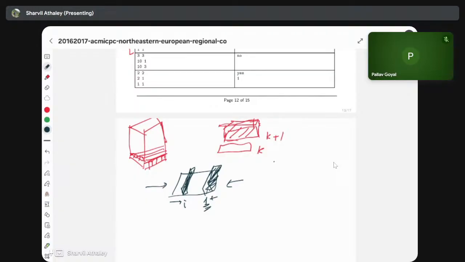So we can define the projection of each row. The projection of each row is characterized by some L comma R, right?